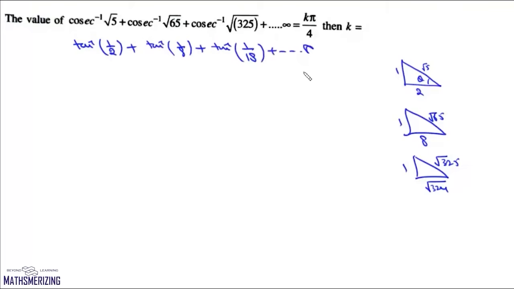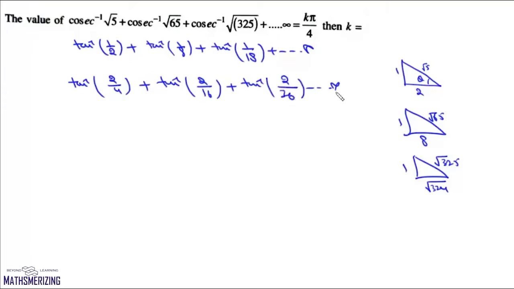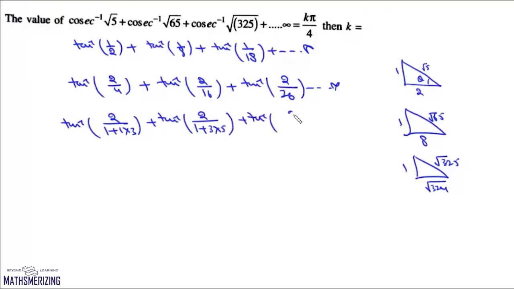Now in this form we do not see any pattern, so actually I'll try and express it as tan inverse 2 by 4, tan inverse 2 by 16, tan inverse 2 by 36, and we'll write this as tan inverse 2 by 1 plus 1 into 3, tan inverse 2 by 1 plus 3 into 5, tan inverse 2 by 1 plus 5 into 7, and the series continues up to infinite.